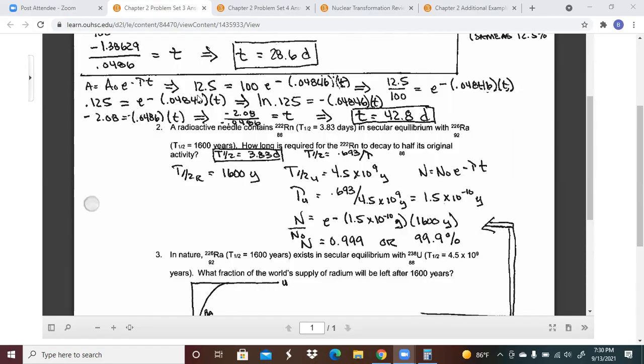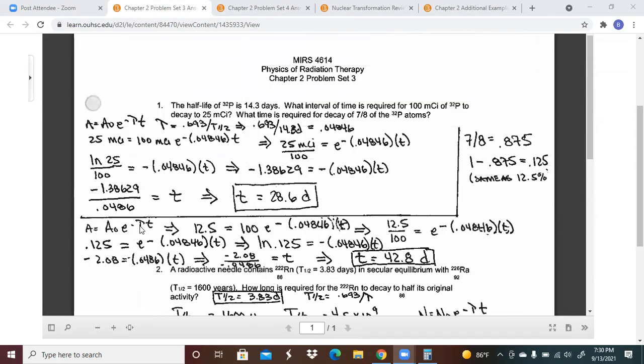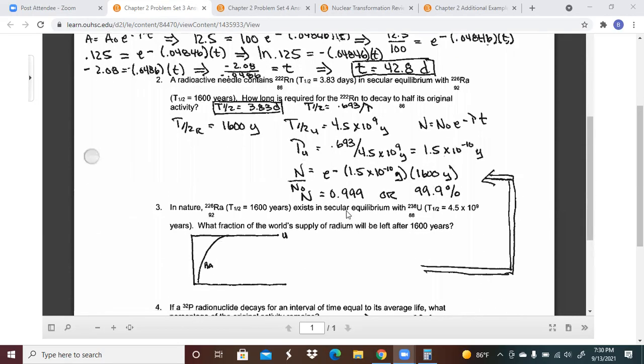Here is the solution for that second part, following the same equation. Put in 12.5 as opposed to 25, crank through the same type of algebra, and you come up with 42.8 days. Okay, so not so bad, not so bad. All right, let's move on here to number 2.